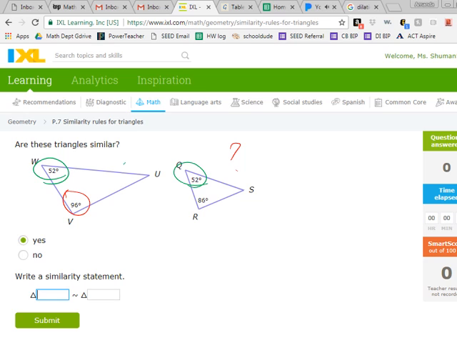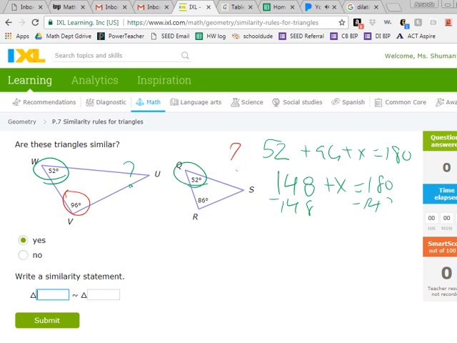So we have to figure out what this third angle is. As a reminder, all three angles of a triangle have to add up to 180 degrees. So 52 plus 96 plus x has to equal 180. So I'm going to take 52 plus 96, and I'm going to get 148 plus x equals 180. Subtract 148 from both sides. So 180 minus 148 is 32, so x equals 32.